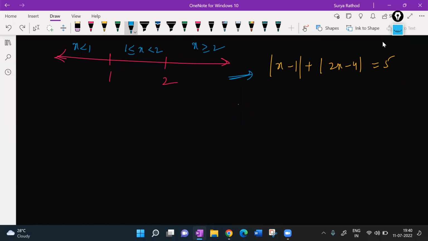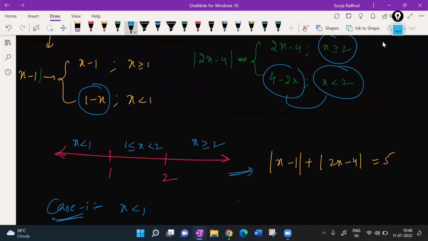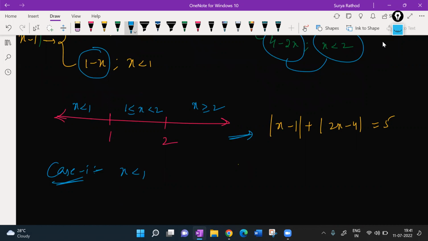So beta, look at this here. I have got different cases here. Now let me talk about case 1. What is case 1? X less than 1. When x is less than 1, how is the function going to be defined? The first function is going to be defined like this, the second function like this. So just take 1 minus x, we have plus in between, 4 minus 2x.